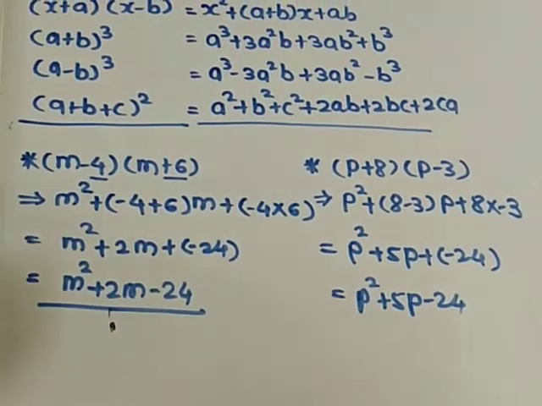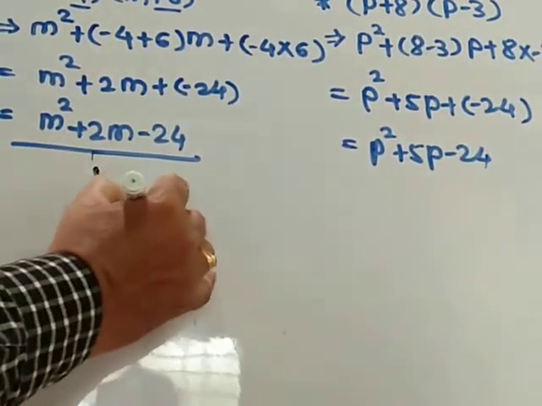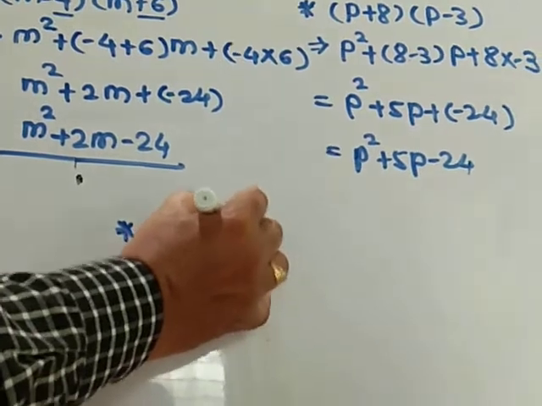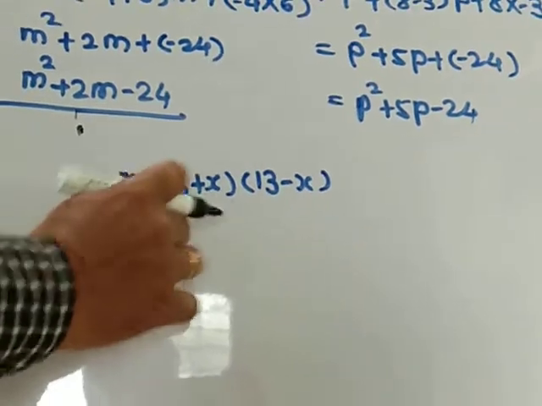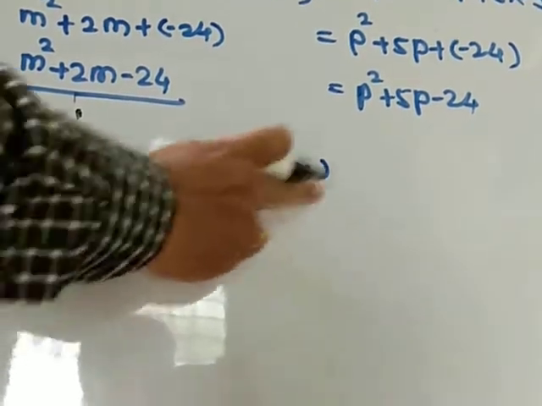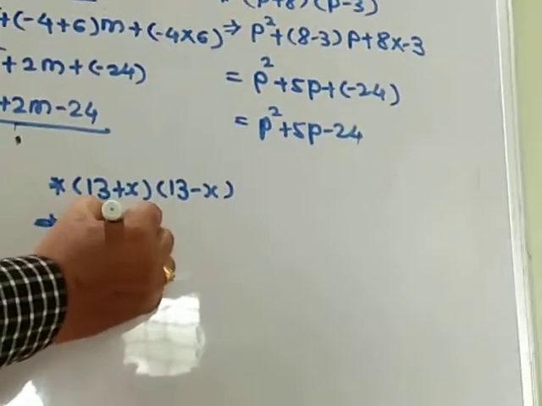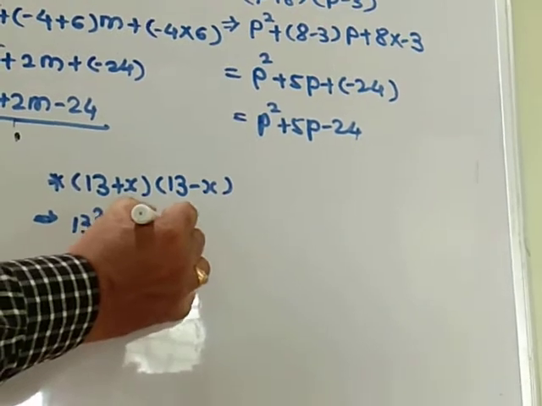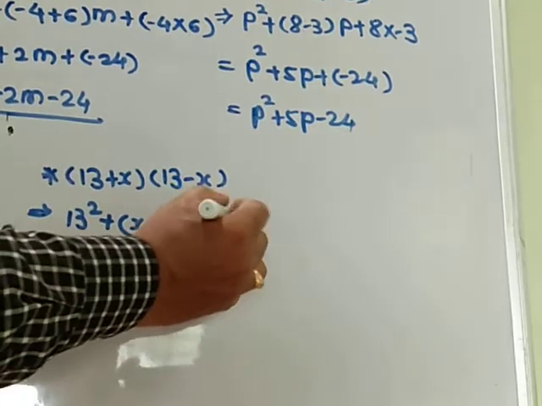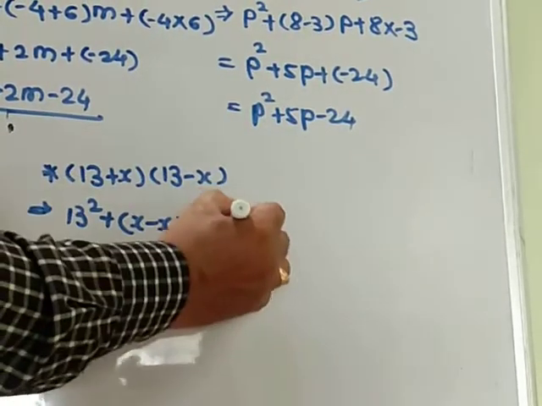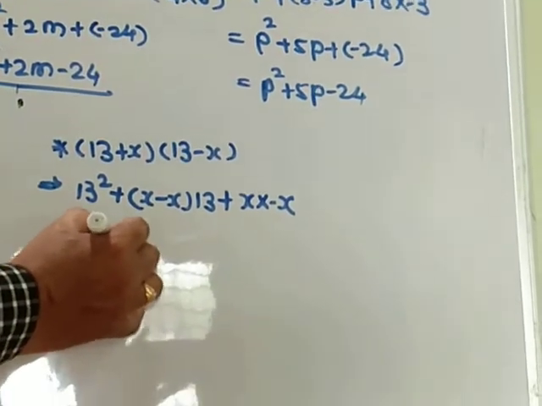That means 13 plus x and 13 minus x. How to solve? x plus a, x minus, means one term is plus, one term is minus. That means 13 square like this, plus x minus x into 13, plus a into b, x into minus x. What happens? 13 square is 169.